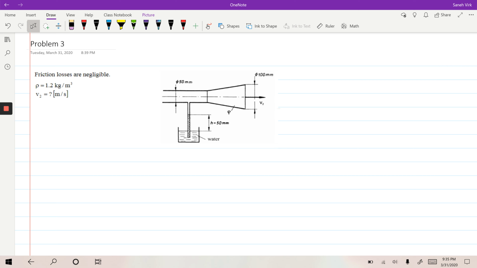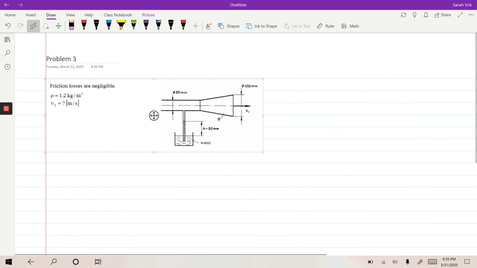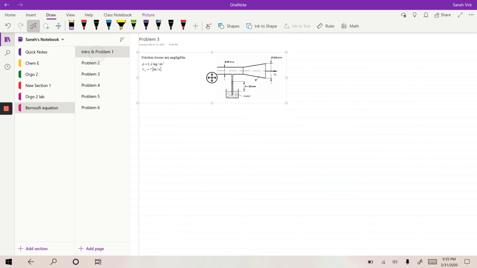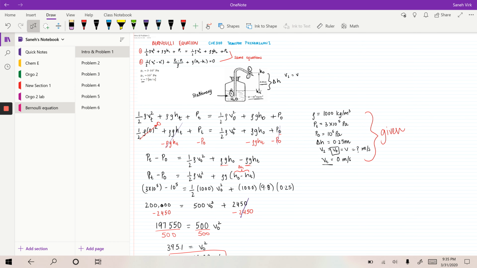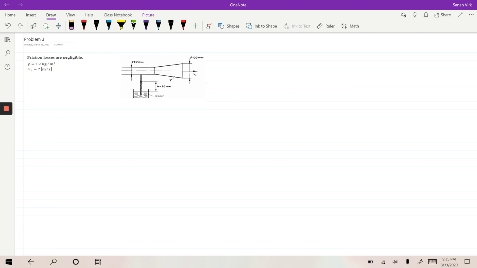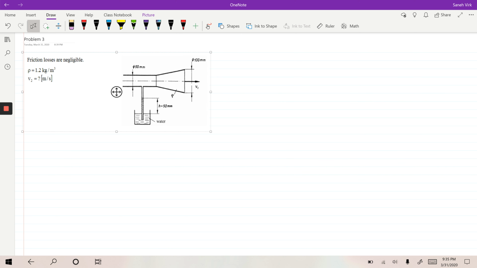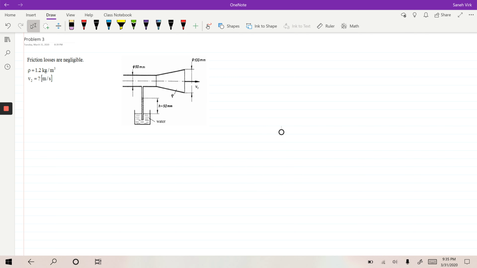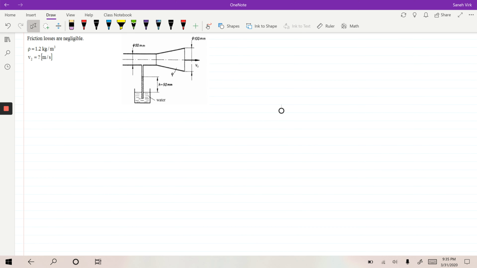For this problem, I am going to use the second equation that I mentioned in the beginning. So I'll be using this one now. I'm going to make this bigger, it's more visible. Okay. So first I'm going to write the equation. This problem is way different because it also has a manometer. So we would have to account for that too. Let's first write our equation.